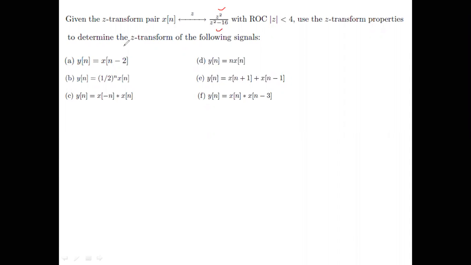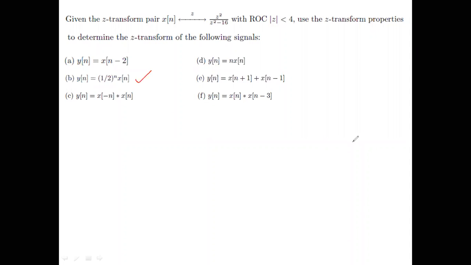So if x of n has z transform x of z, what will be the z transform of x of n minus 2? Can you tell what this will be? If x of n has a z transform, this x of n minus 2 shall have a z transform, this entire thing multiplied by z to the power minus 2. Right. What will be 1 by 2 to the power n into x of n? If x of n has a z transform x of z, then for 1 by 2 to the power n into x of n, which property should we use here?